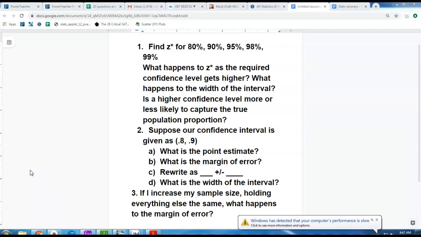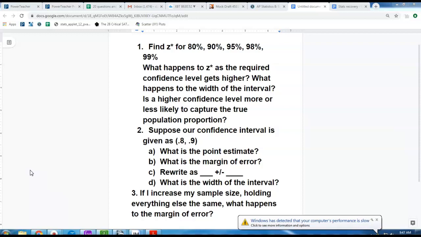So suppose our confidence interval is 0.8, 0.9. To unpack that, I don't know how to best explain this. I think the example might help the most. So that's really the same as 0.85 and then 0.05 in each direction. So the point estimate is 0.85. The margin of error is 0.05. Rewrite it as 0.85 plus or minus 0.05. And then the width is 0.10. So the width is just how far apart it is. How do you get to the margin of error from the width? Divided by 2. And then you can kind of go backwards from there.